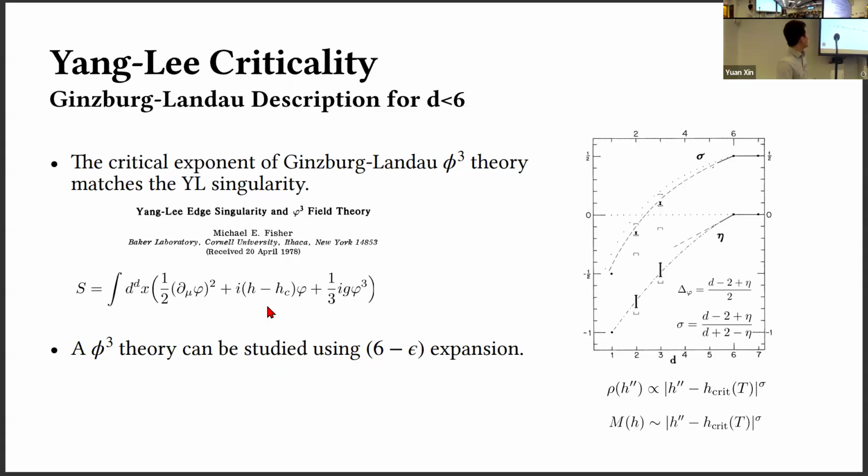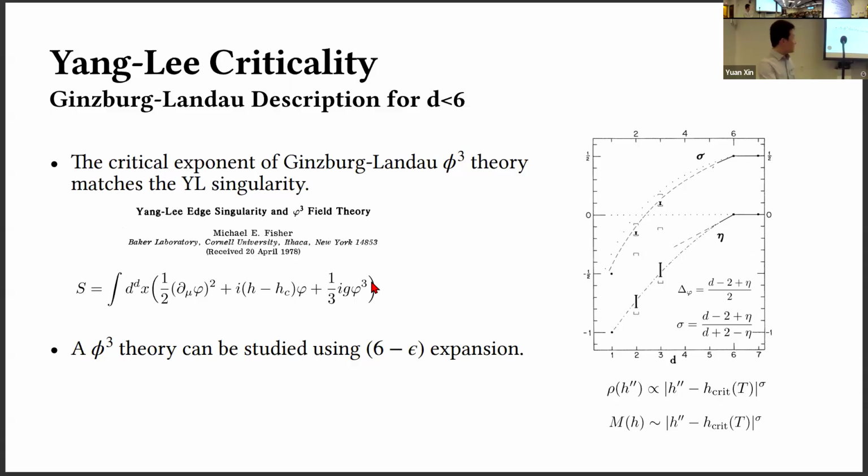Michael Fisher in 1978 proposed that there's a Landau-Ginzburg description of phi cube theory. So we know the Ising is phi to the 4th, and here we have phi cube. In order to stabilize it, we put an i in front, so this is still a stabilized potential, but then you sacrifice the unitarity.